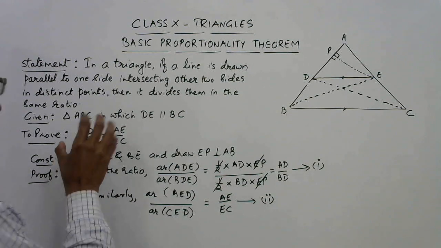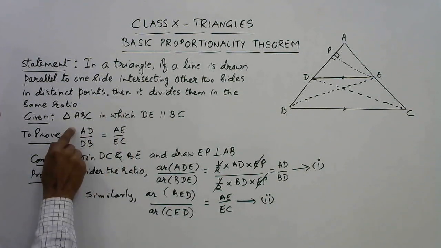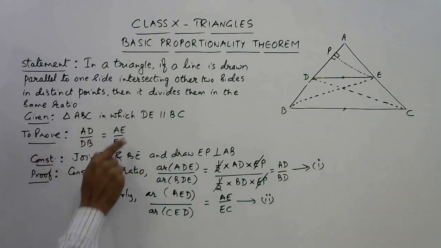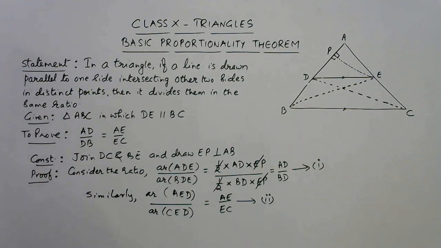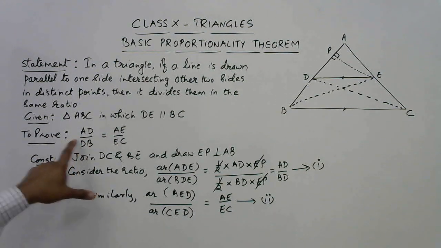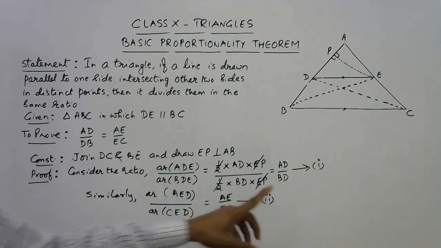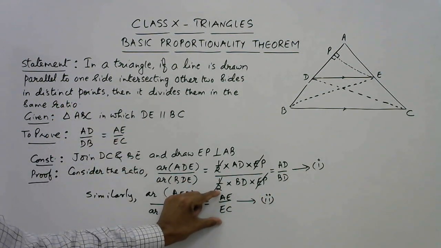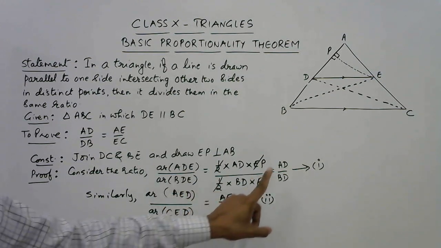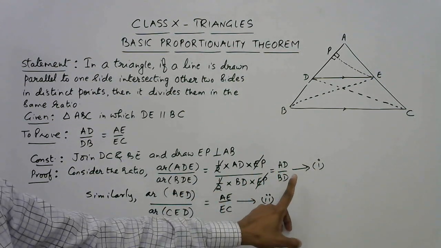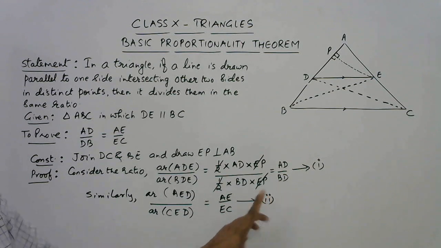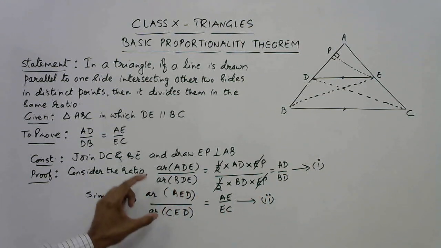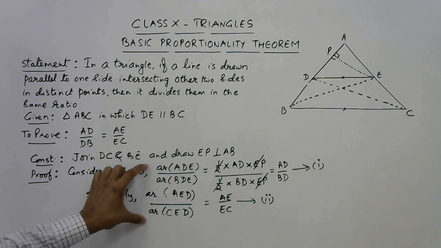Now, see the part which we have to prove. AD upon DB equal to AE upon EC. This is to be proved. So one part of this, that is left hand side, is here AD upon BD, and the other part AE upon EC, it is on the right hand side of the second equation. So if we have to prove that these two are equal, that is the RHS of these two equations are equal, then first of all we have to equate the left hand sides.